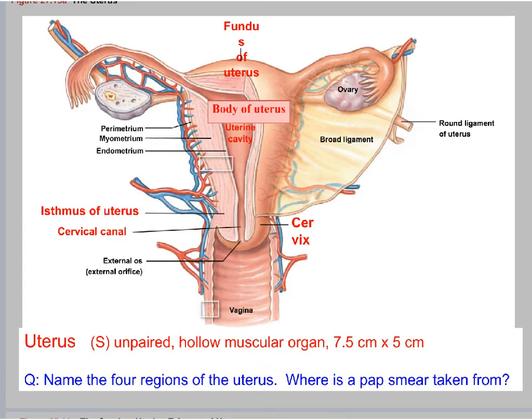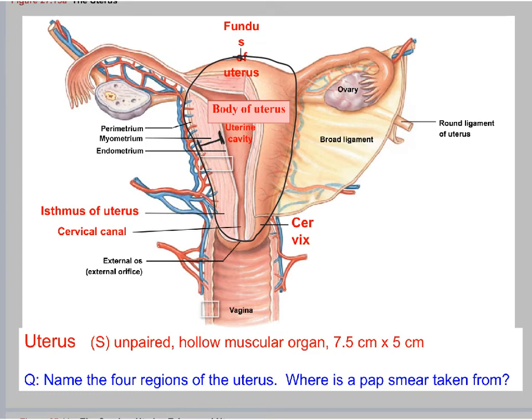So the structure of the uterus is such that it's not paired, at least not in human females. So it's going to be this centralized structure right here with the three regions that we just went over. And it's a very muscular organ, very thick muscular organ, and we'll go over that, I think, in part 2. But it's a very thick, hollow body organ.